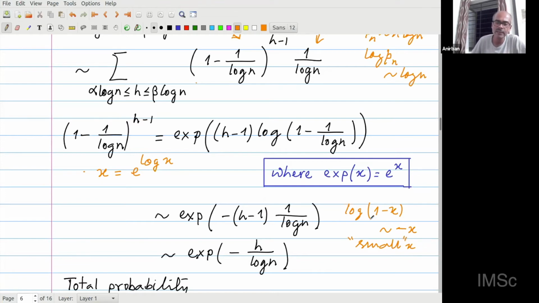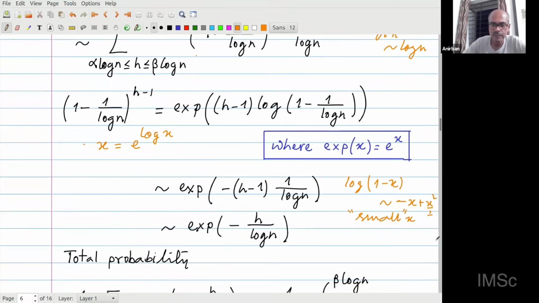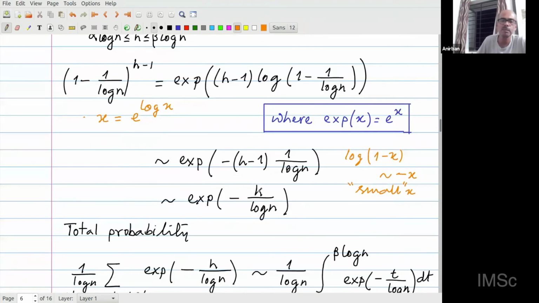So for small x, the log of 1 minus x is about minus x. Other terms are much smaller, like the next term is x squared by 2, because x is very small. So I replace this log of 1 minus 1 over log n by minus 1 over log n. And h minus 1 and h is not much of a difference, so that can simply be replaced by h. So what we get is exponential of minus h over log n.